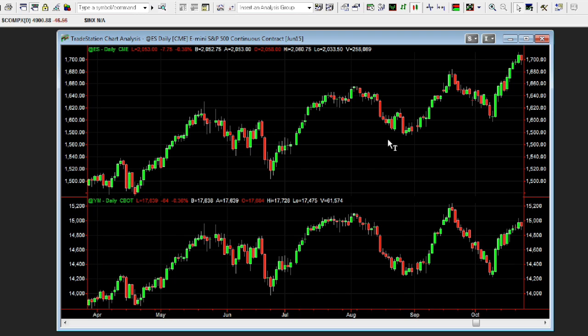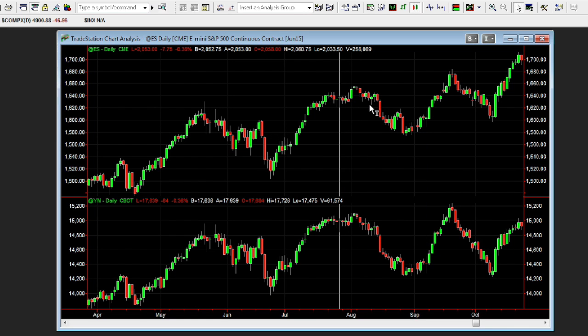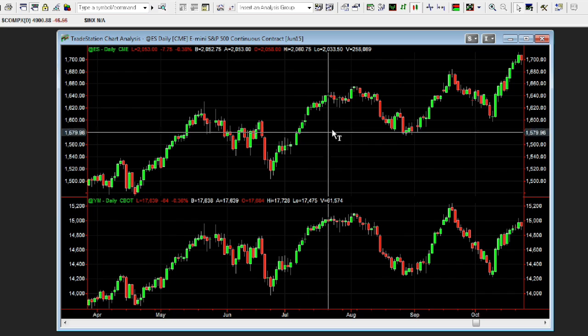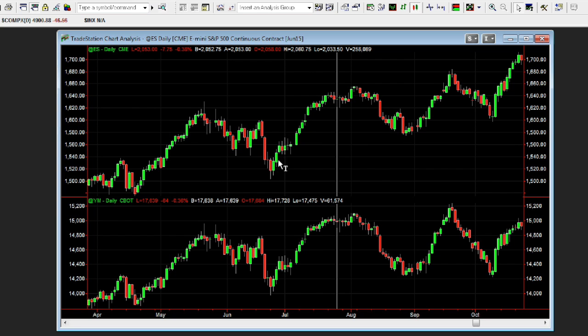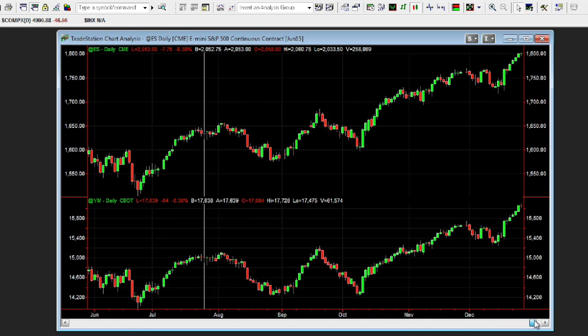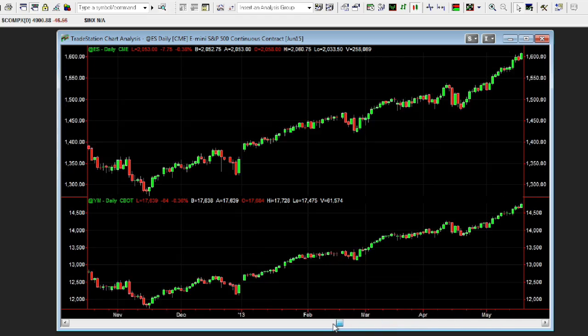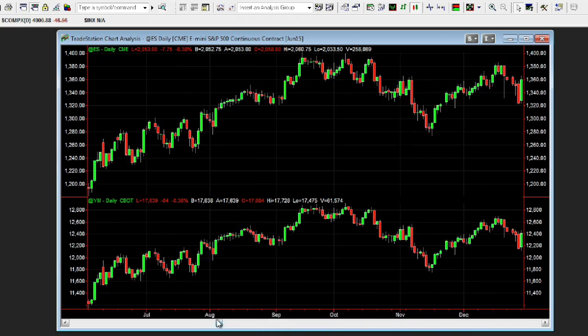I brought these up to show that these are pretty well correlated. For example, when the S&P is climbing up here to new heights, so is the Dow. Then when the S&P falls, so does the Dow. If you just eyeball this, we can see that they're pretty well correlated, which makes a lot of sense, right? That's kind of what you would expect.